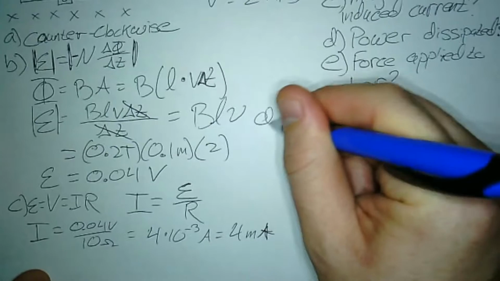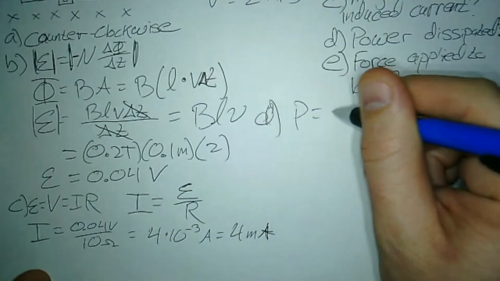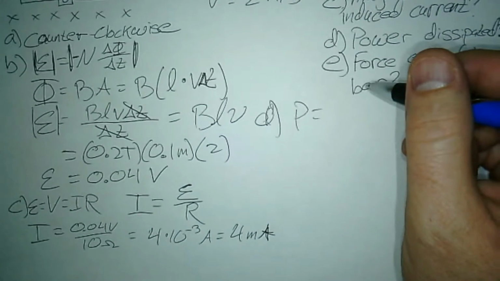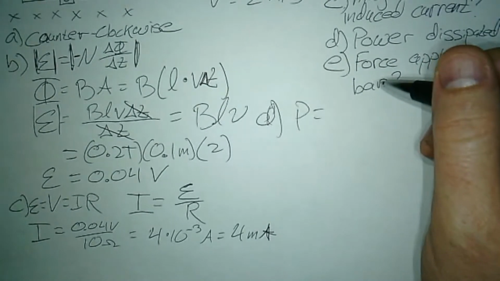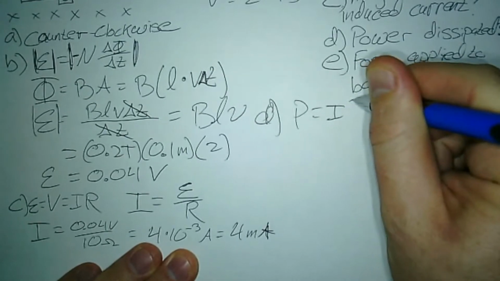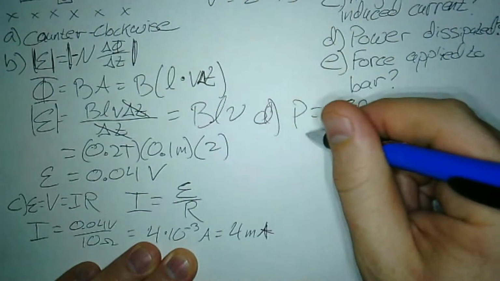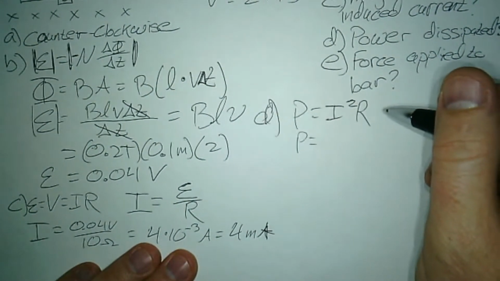So let's do part D here. That's the D. Unit power is IV, or I squared R. I'm going to use I squared R in this case. I could use IV, it doesn't really matter. So I just like I squared R. I mean, we're done. We just need to put the numbers in.